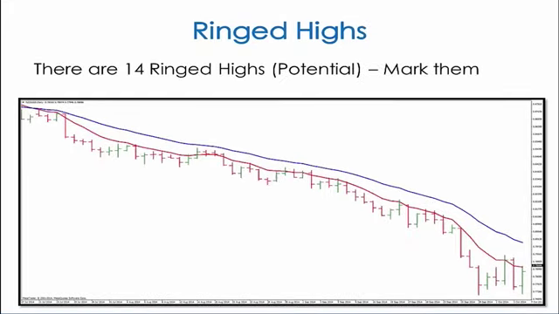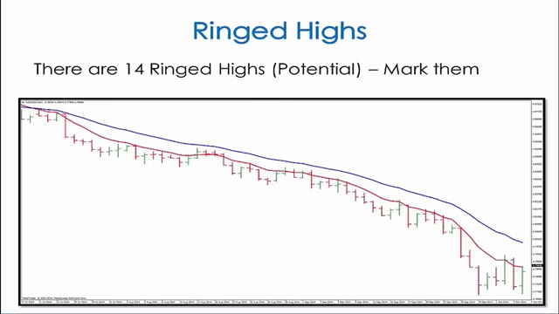Now, time for you to have a go at a similar thing. So, on this chart, there are 14 ringed highs that are potentials. What I'd like you to do is go to the chart, try and find all 14 and mark them on your workbook so you can see. Mark all 14 now, pause the video, and when you're ready, hit the play button again.